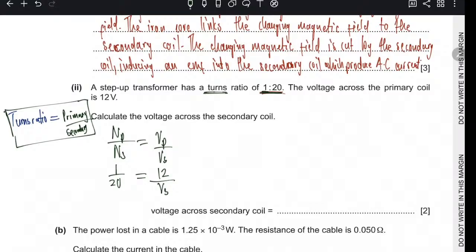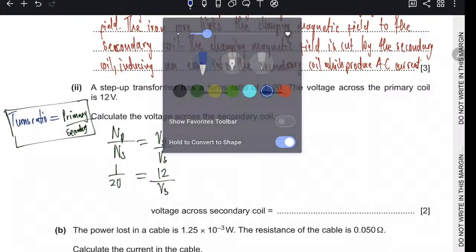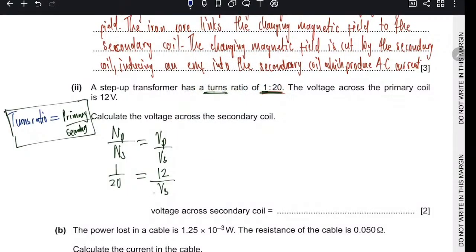So now we swap 1/20 and VS. You now have VS, and 12 is now being divided by 1/20. We've swapped them, that's how you swap. Which is VS is equal to 12 divided by open bracket 1/20.